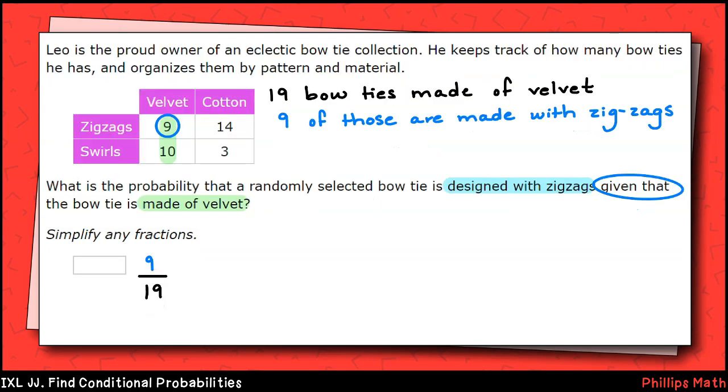In this next one, it says, what is the probability that a randomly selected bow tie is designed with zigzags given that it is made of velvet? Once again, I'm going to highlight the condition of being velvet, which is this column right here. That's 9 plus 10 or 19 bow ties. And then among those, 9 of them are made with the zigzag pattern. So that will be a fraction of 9 out of 19.